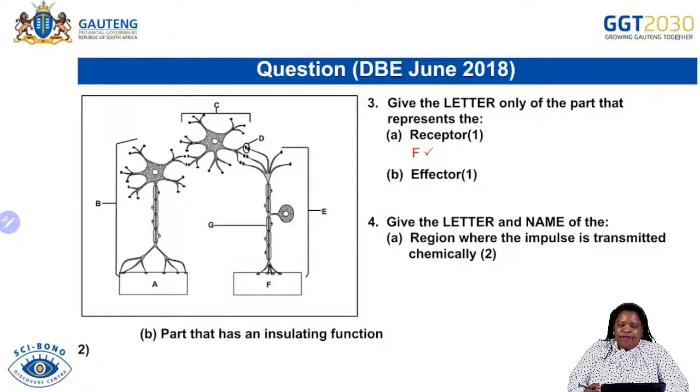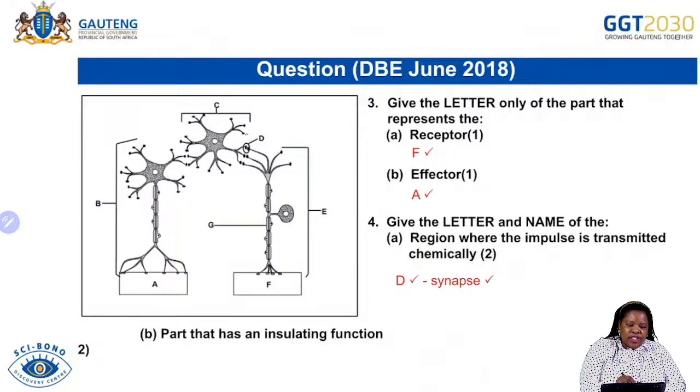Okay, effector 1, we've got what? A. This is our effector A. Give the letter and name of the region where the impulse is transmitted chemically. Remember, that region we call it what? A point of synapse, or you can call it synapse gap. That is D. Can you see D?